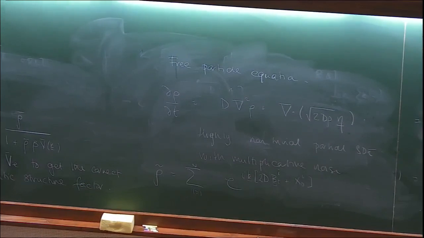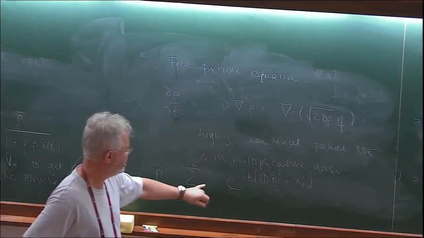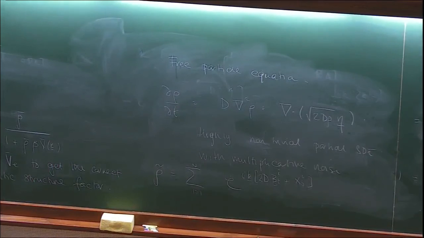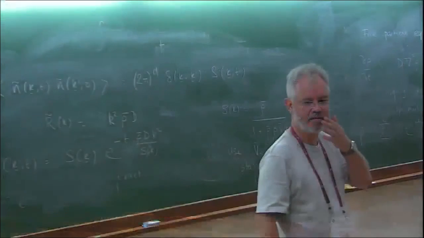So what we can see is that if I compute this second moment, for free Brownian particles, it gives me the exact correlation function. Okay? So that's another good point about the theory. Are there any questions?